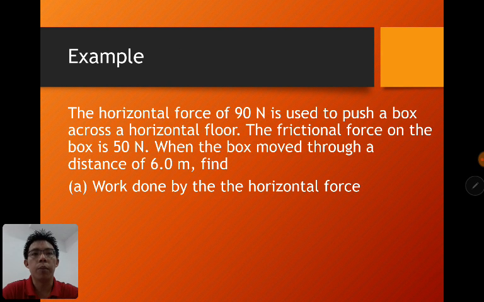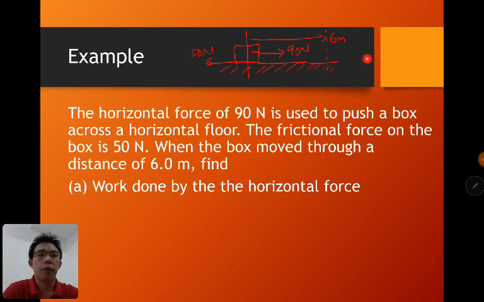A horizontal force of 90 Newton pushes a box across the horizontal floor. Frictional force is 50 Newton, so we can draw that. Frictional force is 50 and forward force is 90 Newton. Okay, so that's the ground with some friction. Work done by the horizontal force, it is moved 6 meter forward. Work done by the horizontal force, which is the 90 Newton, so you should use 90 Newton times 6. So 90 times 6, you get the answer.